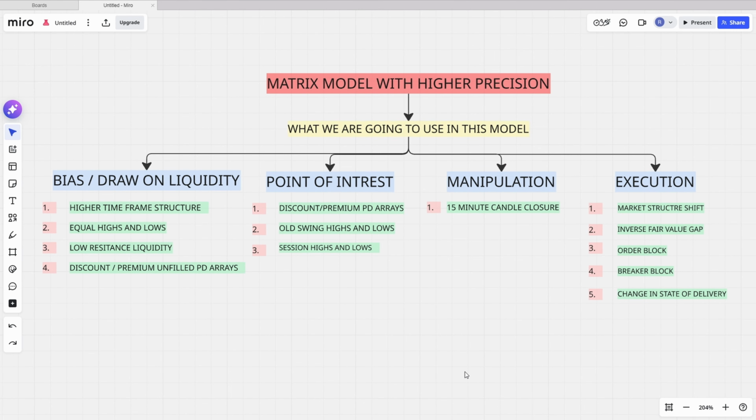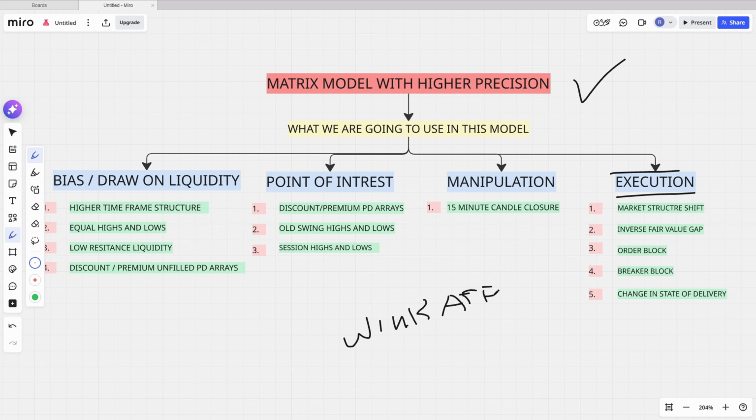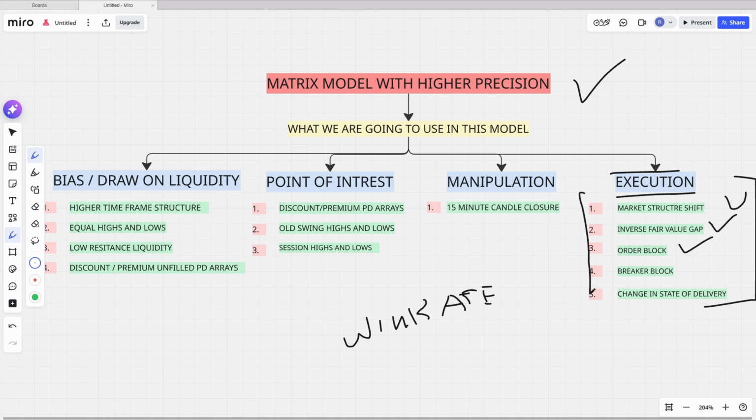The next concept I want to discuss is also very important for achieving higher precision and a better win rate. When it comes to execution, there are many entry models that you can use. You can use market structure shifts, inverse fair value gaps, order blocks, or any other confirmation that fits your trading style. All of these methods can work if they are applied correctly.